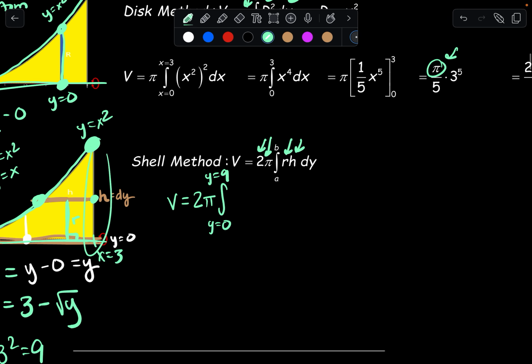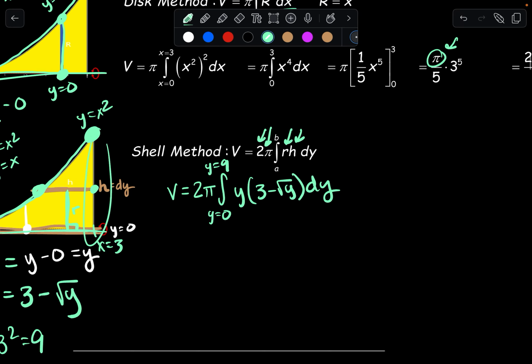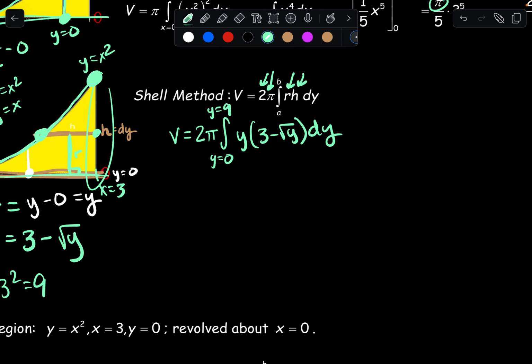All right, our r value was y, and then our h was 3 minus the square root of y. We're integrating with respect to y. The most complicated part will be the setup, okay? So just once you get through the setup, it's going to be your algebraic manipulation, simplifying, first fundamental theorem, and then maybe a little bit more simplification, okay?